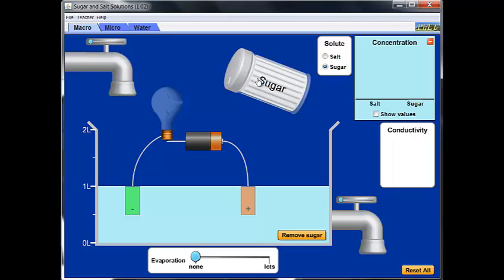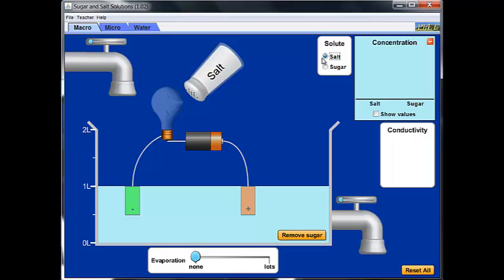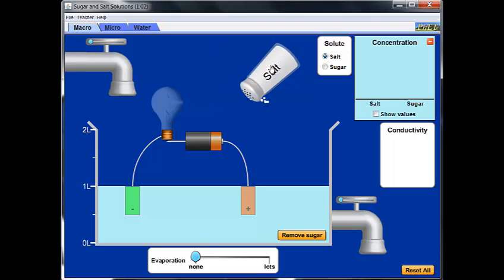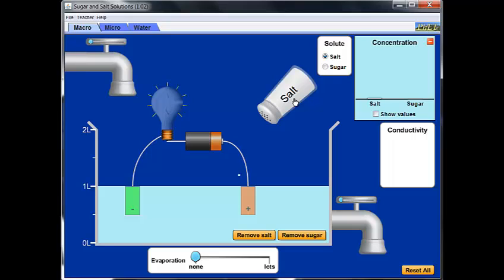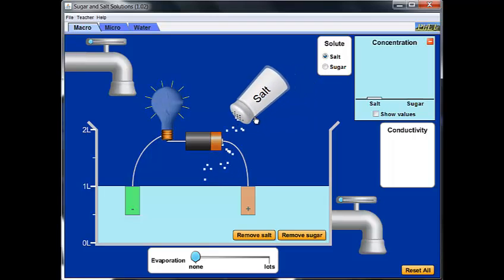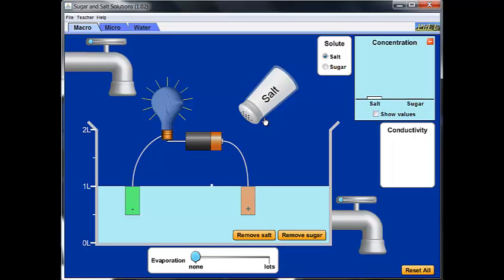Notice how nothing happens to the conductivity of the water when the sugar is added. Take a moment and predict what you think will happen to the conductivity of the water when we add salt. Let's see what happens. See, the light on the bulb glows when we add the salt. Notice that the light rays grow, indicating the intensity of the light is stronger as more salt is added.